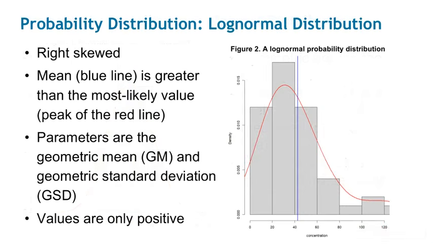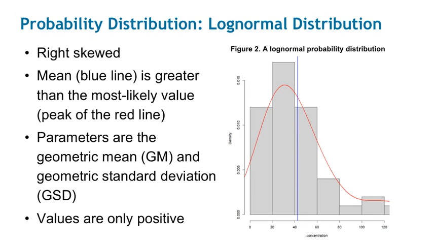The log normal distribution is right skewed, which means that there is a small probability of observing very high values. The log normal distribution is also not symmetric around the mean. Figure 2 shows a histogram of a log normal probability distribution in the gray bars, where the red line shows the idealized log normal distribution. The mean, indicated as a blue line, is not in the center. In fact, the mean value is to the right of the most likely value, denoted by the peak of the red line. This is different than what we saw in Figure 1 with the normal distribution.